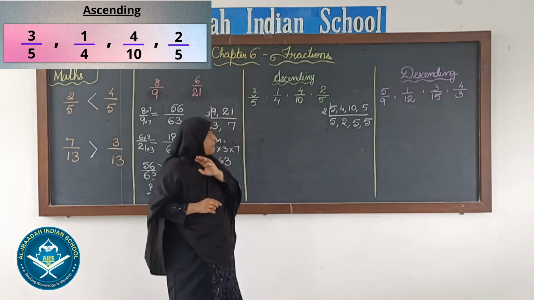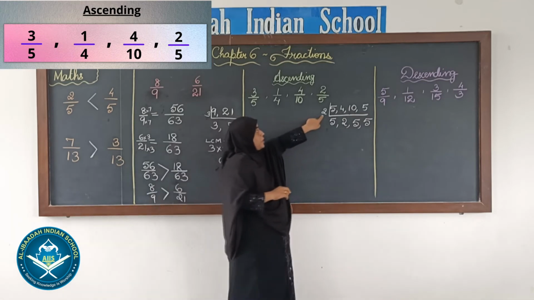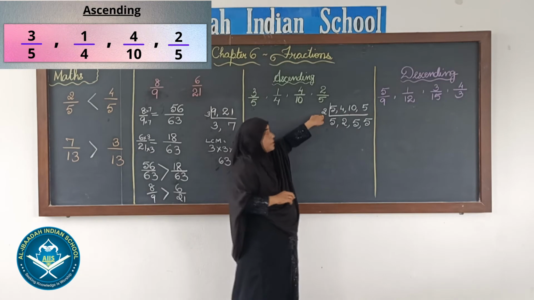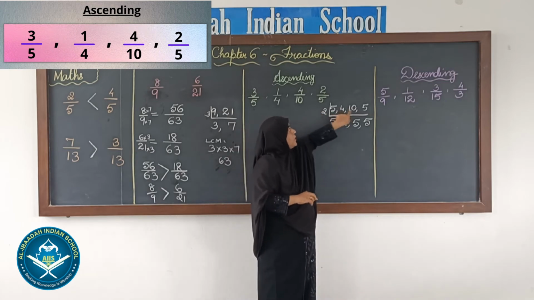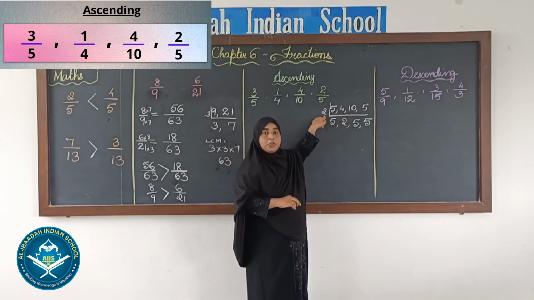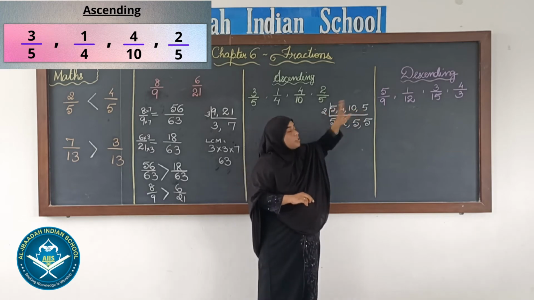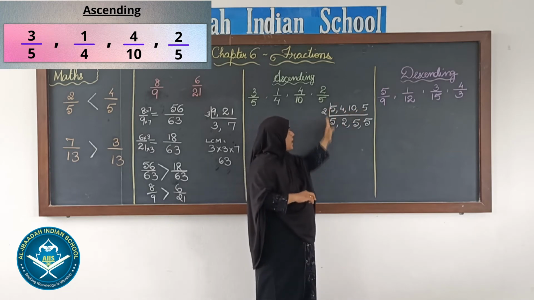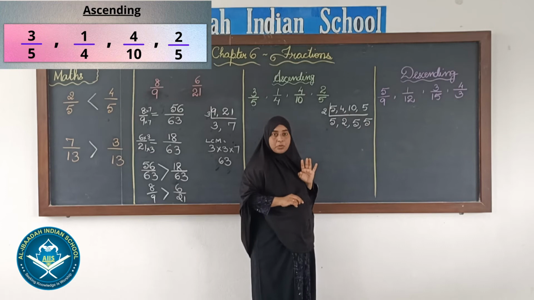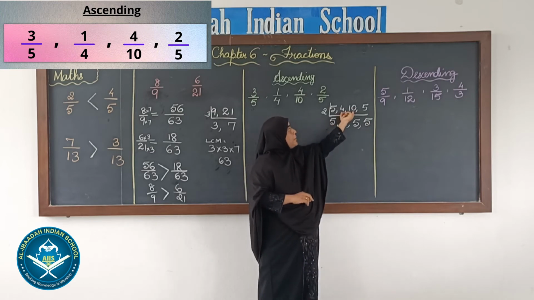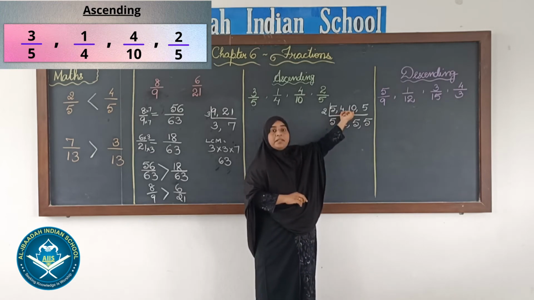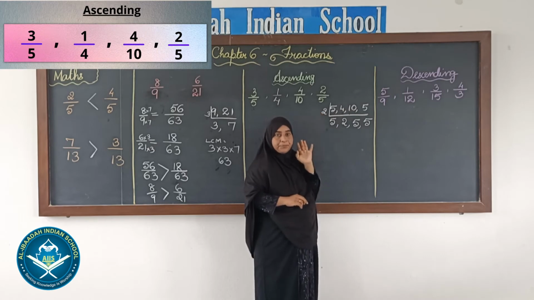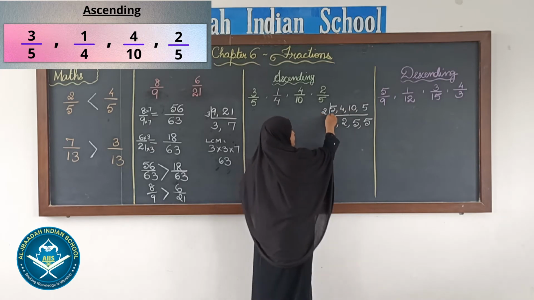Okay, understood what we have done? I have taken 2 as the factor to divide 4 and 10. Only these 2 numbers are divisible by 2. 5, it is not divisible by 2. So we will write those numbers as it is down. Only these 2 numbers 4 and 10 we will divide with 2. Clear? Okay. Now next step.